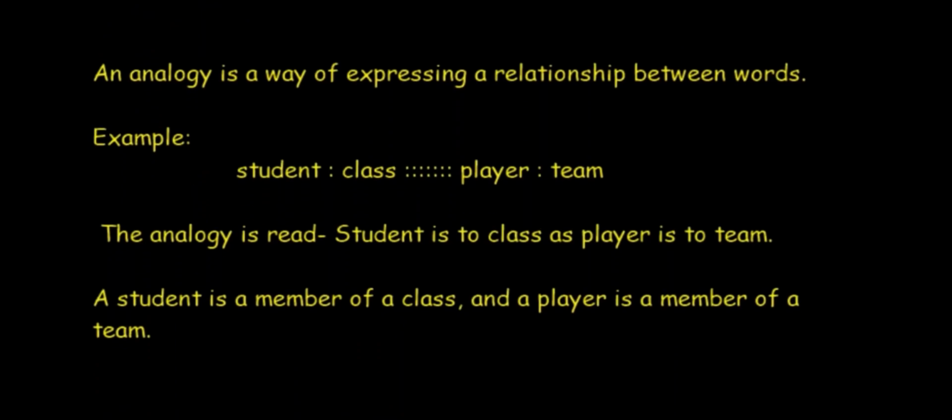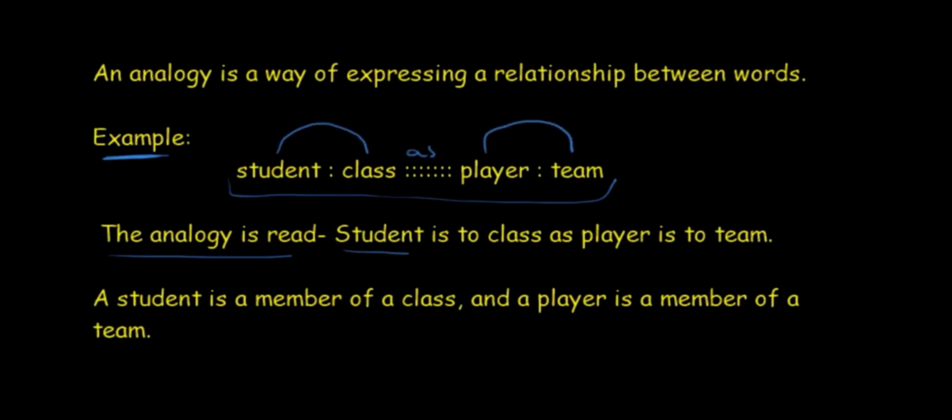An analogy is a way of expressing the relationship between words. You're taking words and trying to find out what the relationship between them is. For example, the way that we read out an analogy is, we'll say student is to a class as player is to a team. That's how we read analogies. Do you see the connection between player and a team, student and a class? That's how analogy is a way of expressing the relationship between words.